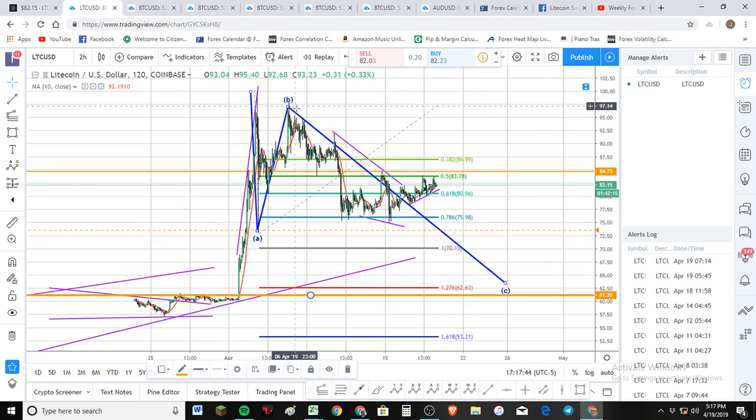So are we finished with this correction? Well, let's count the waves. Let's see if we can see 5 waves here. We've got 1, 2, okay, came down to 3.